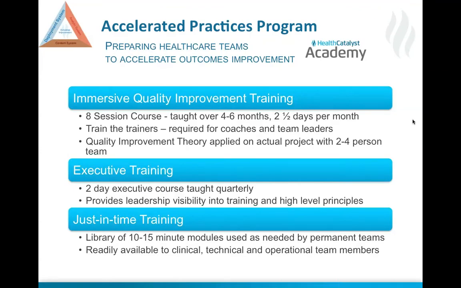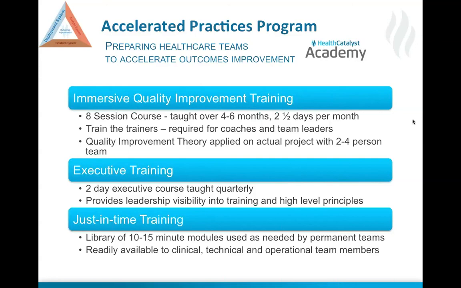Finally, training is critical. We recommend 3 types of training. The first is an immersive quality training program. This could be taught 2 or 3 days a month for multiple months. And this is really to train the trainers, teaching them in quality improvement theory, applying it to an actual project that they're bringing through the intensive immersive course. Second important type of training is executive training. Many of the executive team may not fully understand how hard it is to improve outcomes and how important it is. So providing some high-level principles to the entire executive staff is critical for your long-term success.